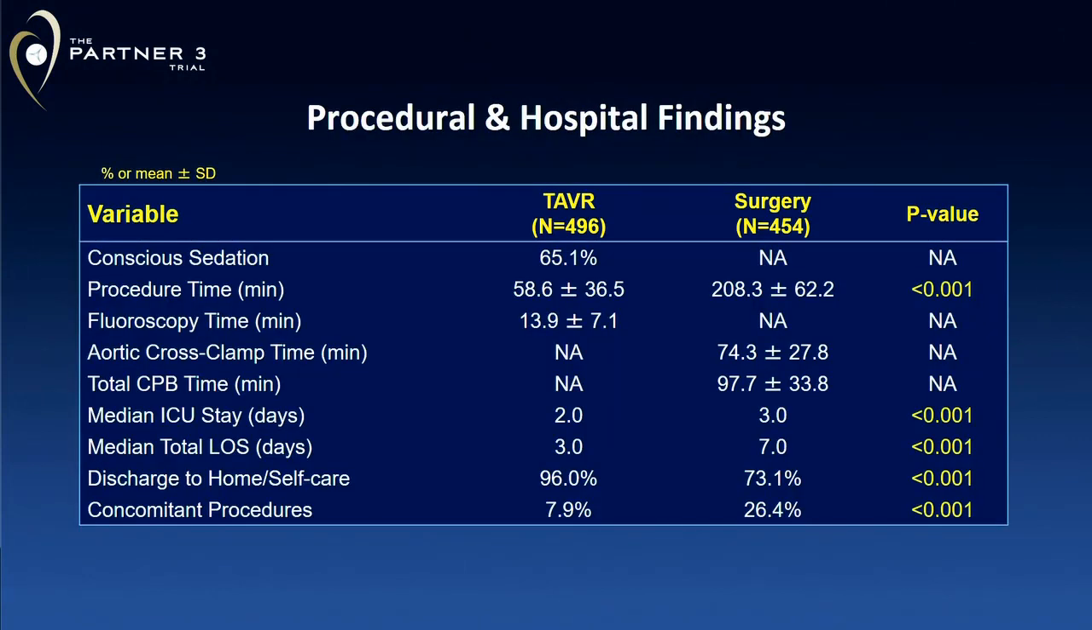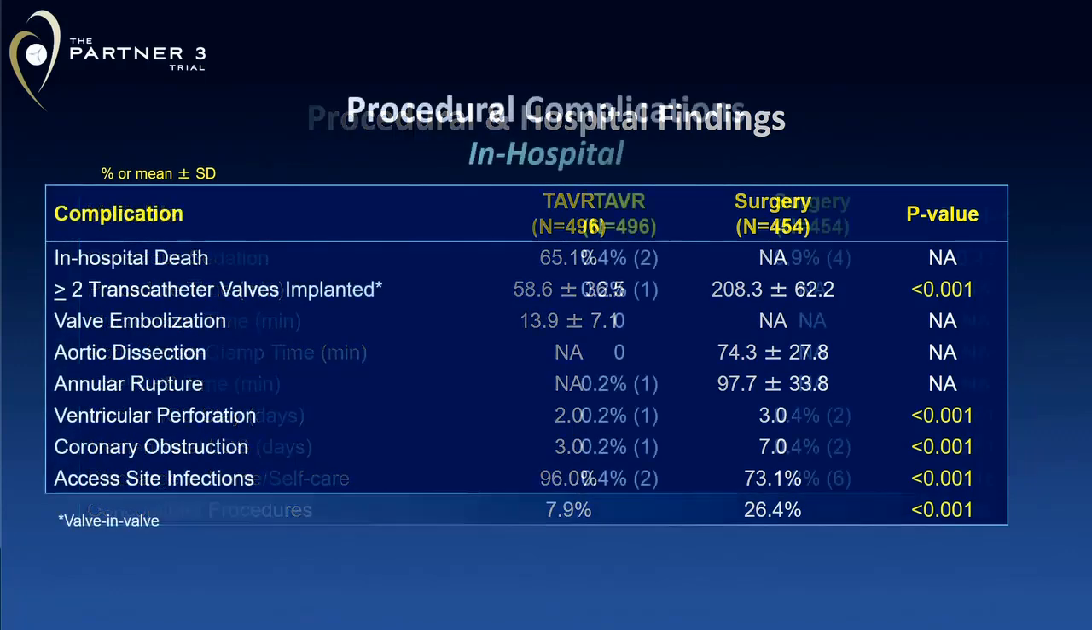You can see here 1-to-1 randomization, and most of those cases got conscious sedation. When they got TAVR, the procedure time was 58 minutes versus 208 minutes by surgery. And obviously the median ICU stay 2 days versus 3 days. Total length of stay 3 days versus 7 days. Discharge to home, 96% of the patients with the TAVR versus 73.1% with the surgery. And concomitant procedures were done 7.9% in TAVR versus 26.4% for surgery.